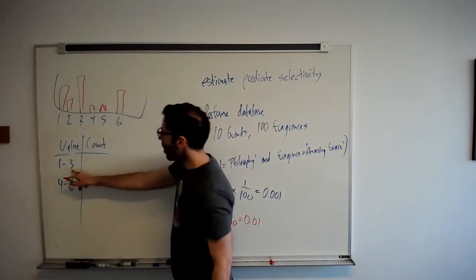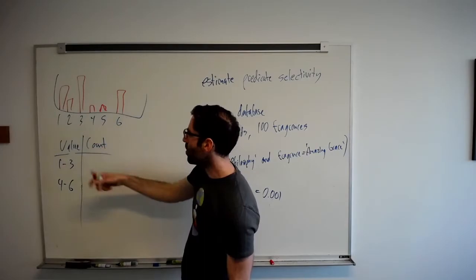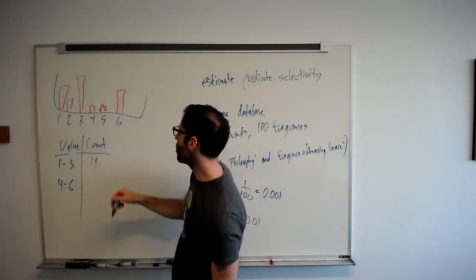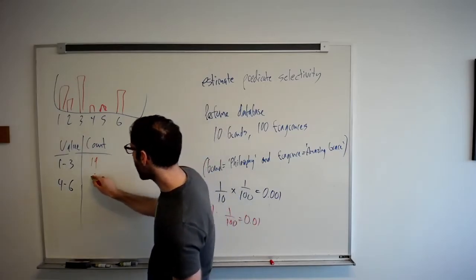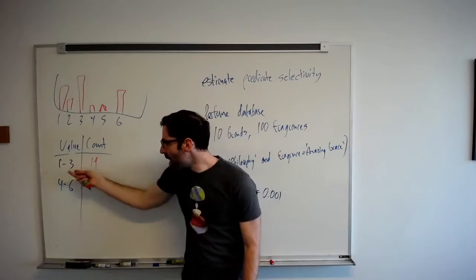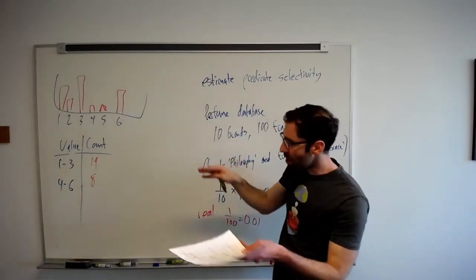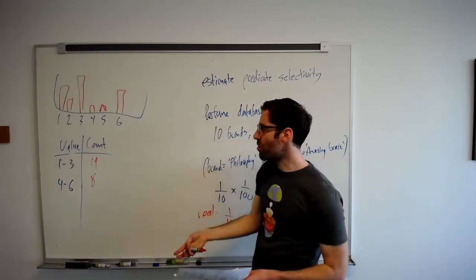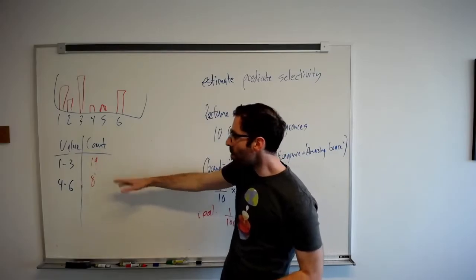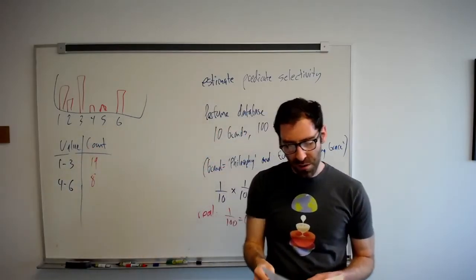Where we say, all right, 1 through 3, there are 19, and 4 through 6, there are 8. And so now within each of these bins, we might assume the data is uniformly distributed, which would introduce some errors. But we'd save a lot of space, so maybe the trade-off is worth it.